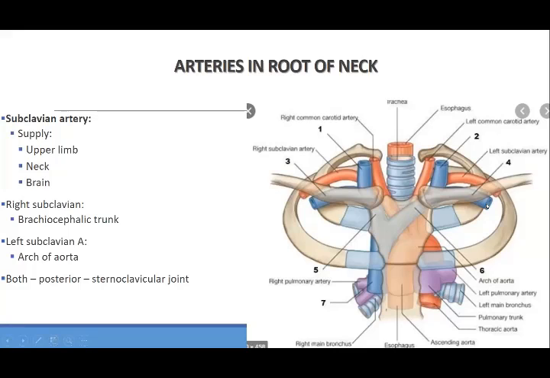On the left side, however, it is a little different. This is the left subclavian. This left subclavian arises from the arch of the aorta. This is the third branch of the arch of the aorta. This also passes behind the sternoclavicular joint and enters the neck. So both the arteries, right and left subclavian, pass behind the sternoclavicular joint and enter into the neck.